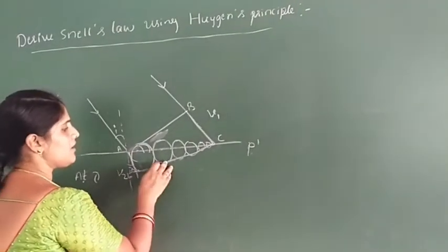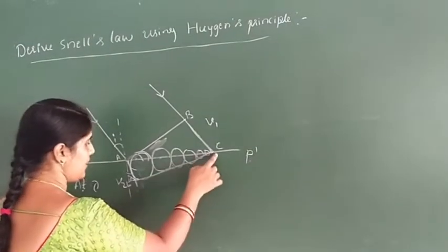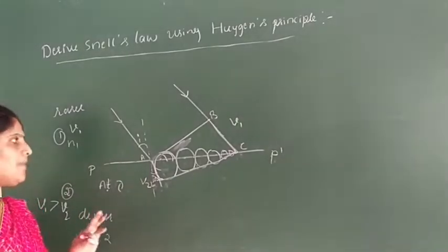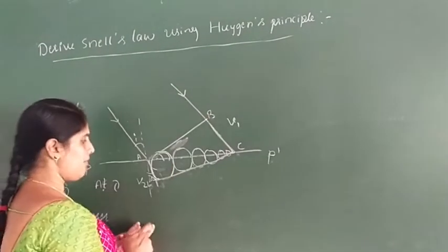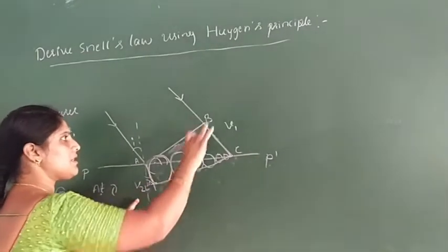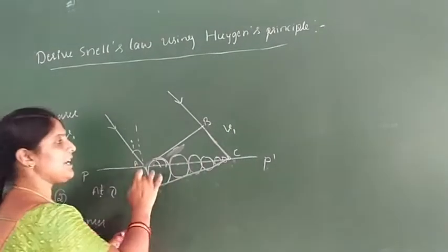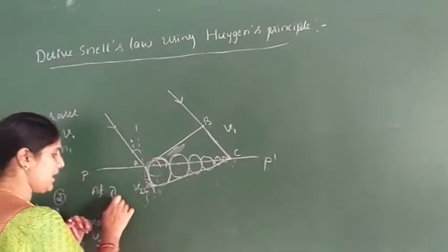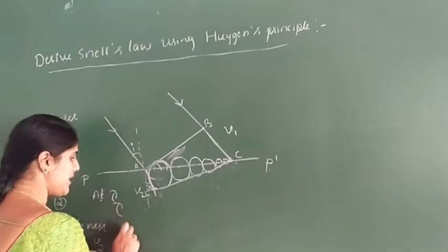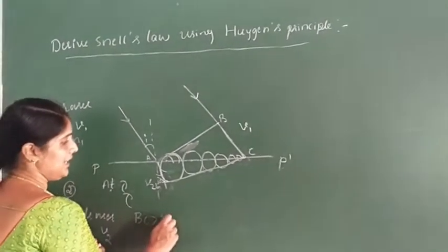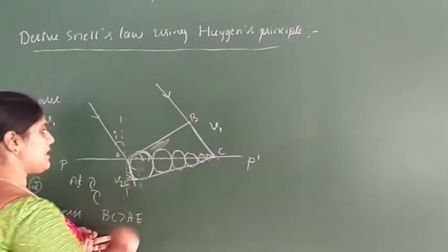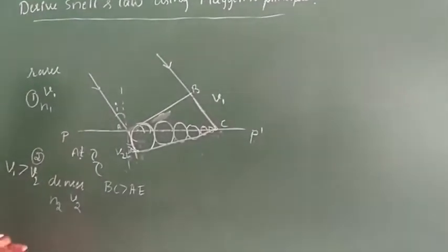In here, this is the refracted wavefront. That is, CE is the refracted wavefront. Here, AB is the incident wavefront and CE is the refracted wavefront. So the distances BC and AE are travelled in the same interval of time t, but BC is not equal to AE. BC is greater than AE because BC is in the first medium and AE is in the second medium.